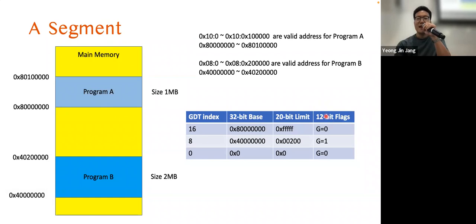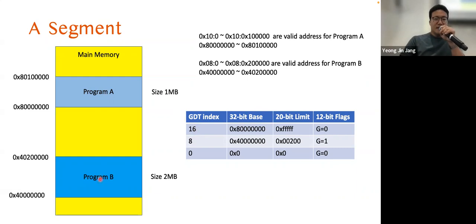And please note that the G bit, the granularity bit, is 0. That means our limit will be honored with byte granularity. That's why it only allows 1 megabyte from the base address. And then to be in program A, what we need to do is a long jump to CS register number 16 to use this region of the memory.